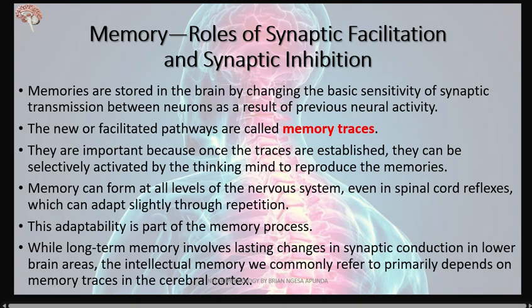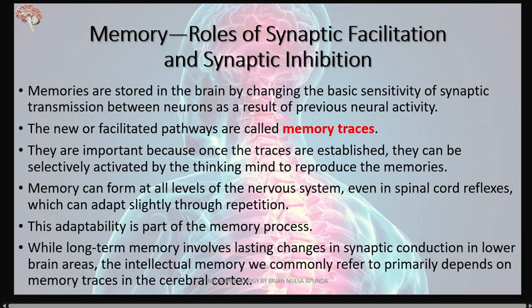So memories are stored in the brain by changing the basic sensitivity of synaptic transmission between neurons as a result of previous neuronal activity. The new or facilitated pathways are normally called the memory trace. They are important because once traces are established, they can be selectively activated by the thinking mind to reproduce the memories. Memories can form at all levels of the nervous system. It doesn't need to be the brain. It can also form at the spinal cord level.